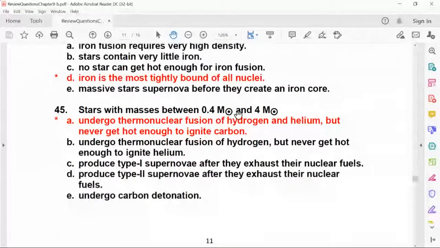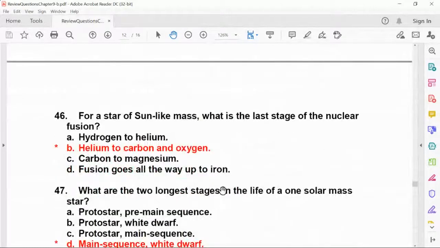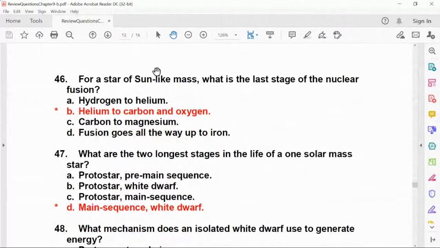Stars between 0.4 solar mass, remember about the M with a subscript of a circle and a dot in it. I told you that always means the sun because we use this as a reference in astronomy. And 4 solar masses, they undergo thermal nuclear fusion of hydrogen and helium, but they never get hot enough to ignite carbon. Like our sun, they get to the stage where we call it red giant, and then it's going to end its life, and it will end up as a white dwarf.